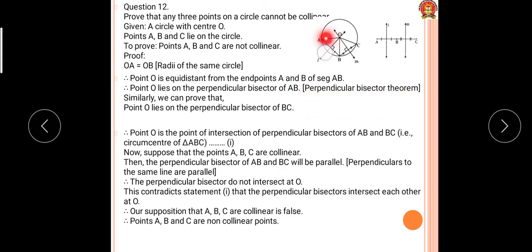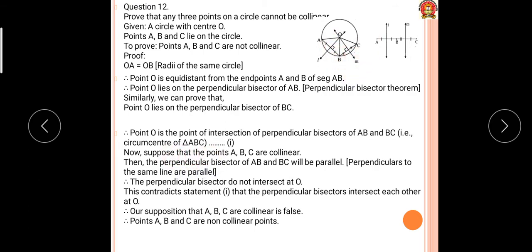Okay. Because if two endpoints are equidistant from a point, then the point lies on the perpendicular bisector, and therefore this line here is perpendicular to AB. Now O also lies on the perpendicular bisector of BC. Therefore, if you are observing, point O is the point of intersection of the perpendicular bisectors of AB and BC, that is the circumcenter of triangle ABC.